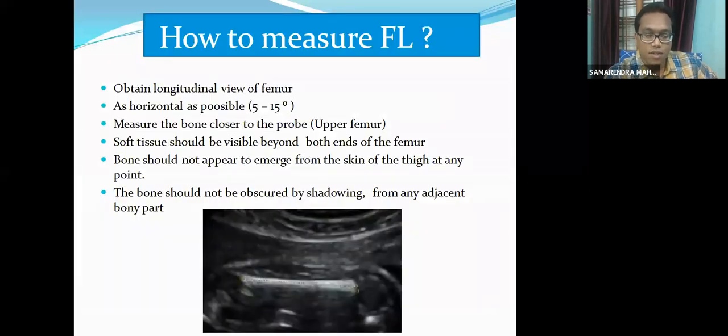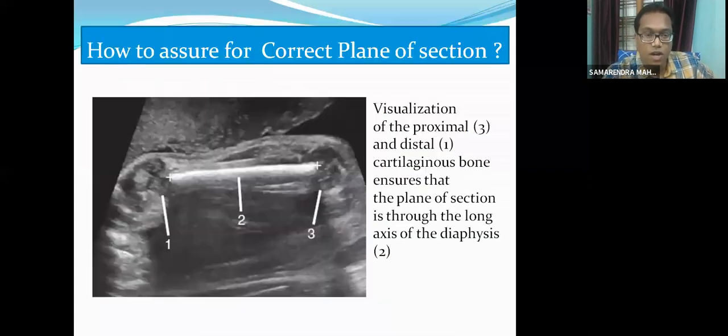So here is the same image. We have to get a longitudinal view of the femur. It is almost horizontal, and make sure that the bone is closer to the probe. That means the upper femur is to be measured. And it is of importance that soft tissue should be visible beyond each end of the femur. I will explain it. And the bone should not appear to emerge from the skin of the thigh at any point. The bone should not be obscured by shadowing from the adjacent bony part.